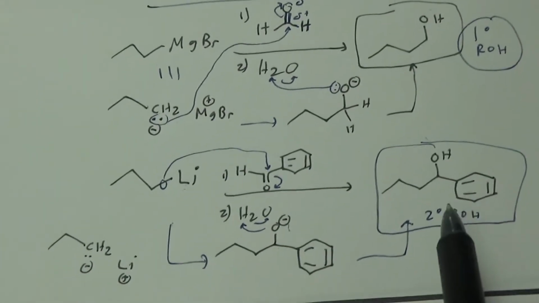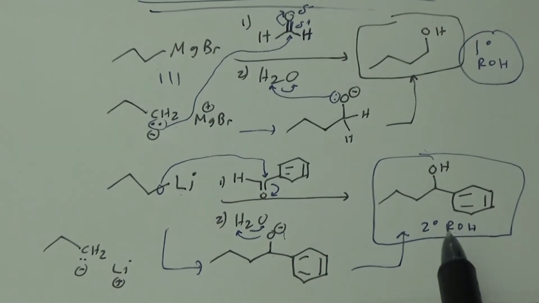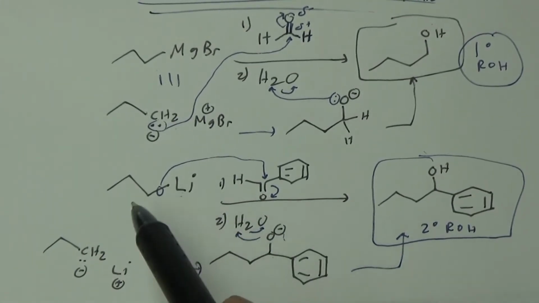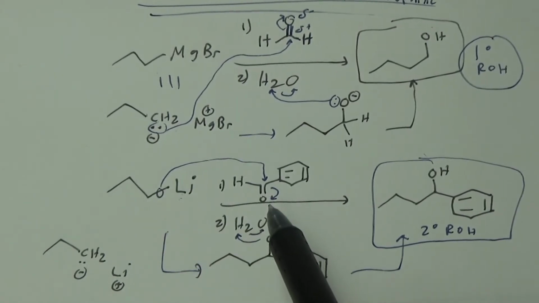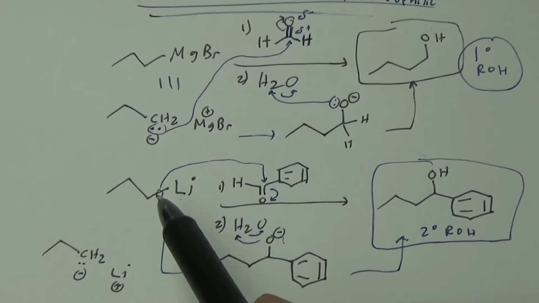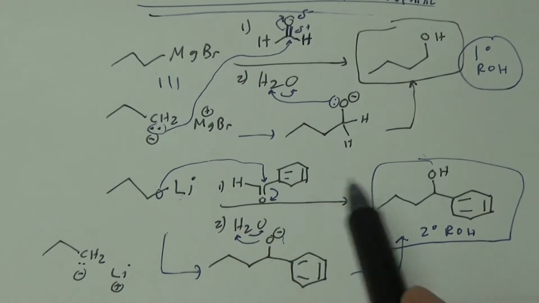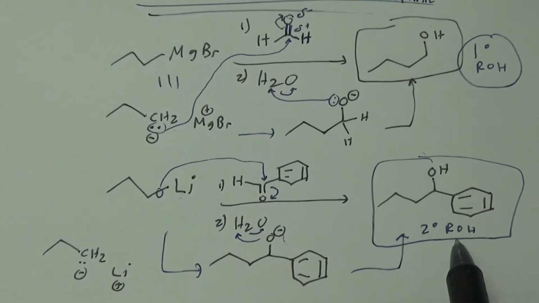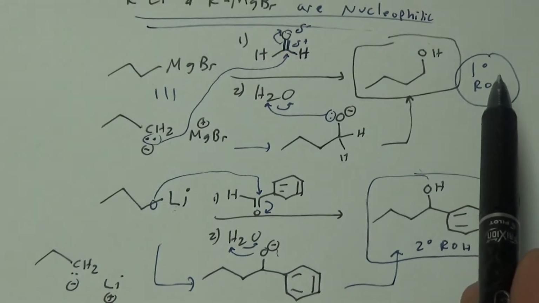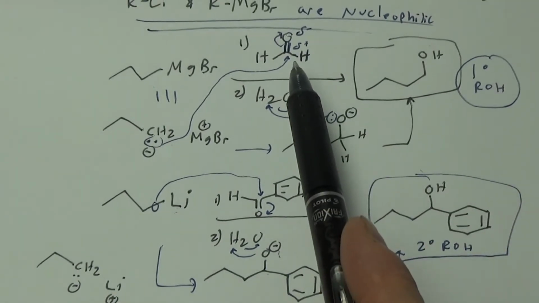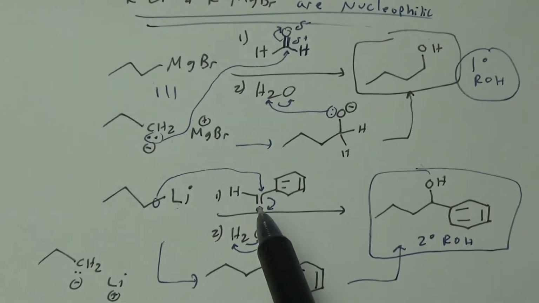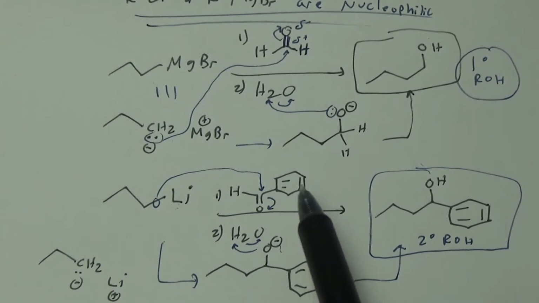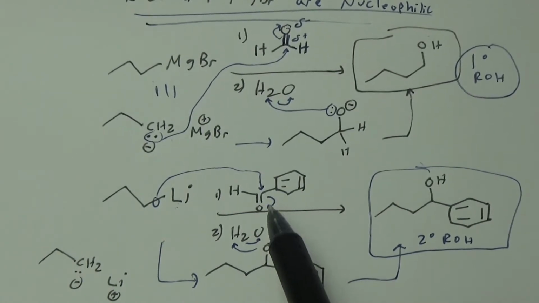And how do we make a secondary alcohol? You do the same kind of thing. Here we're using organolithium, and then we use an aldehyde. Organolithium or Grignard plus an aldehyde makes a secondary alcohol. To make a primary alcohol, we used formaldehyde. To make a secondary alcohol, we use a normal aldehyde with a carbon group on it, so it's carbon-something, C double bond O, H.